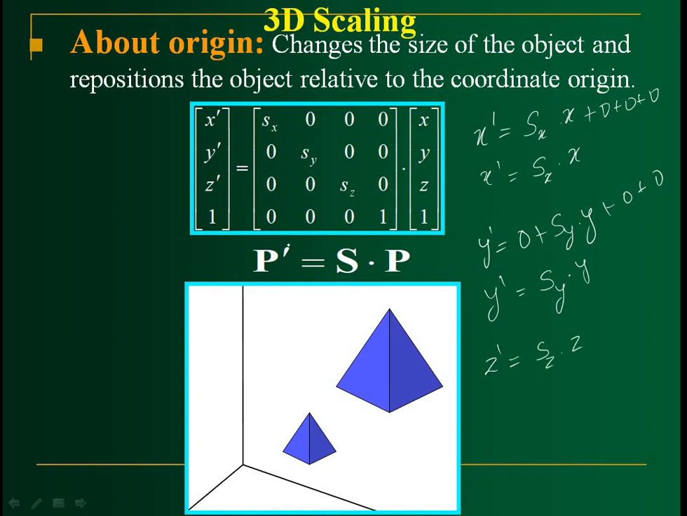So your new coordinate P dash will be equal to the scaling factor S and your old P. So we will either have to increase the size of the object or reduce the size of the object according to the values sx, sy, and sz.